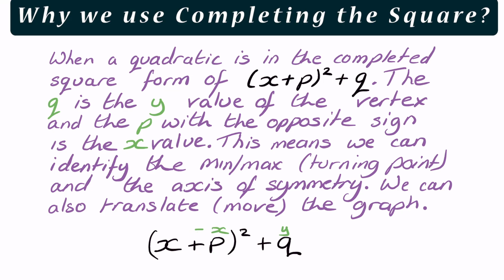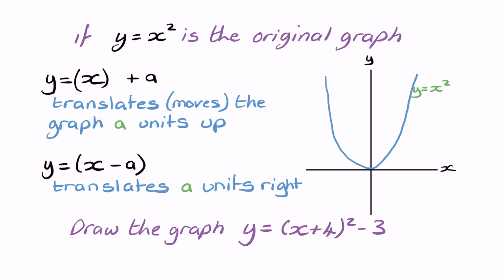Let's look at how that works on a graph. If y equals x squared is the original graph, and that's this graph here, it will have a turning point of (0, 0). Then if we add a outside of our bracket, this will translate the graph a units up. So if a is positive, it's going to move it up here. If a is negative, it's going to move it down. So that will move it in the y-axis.